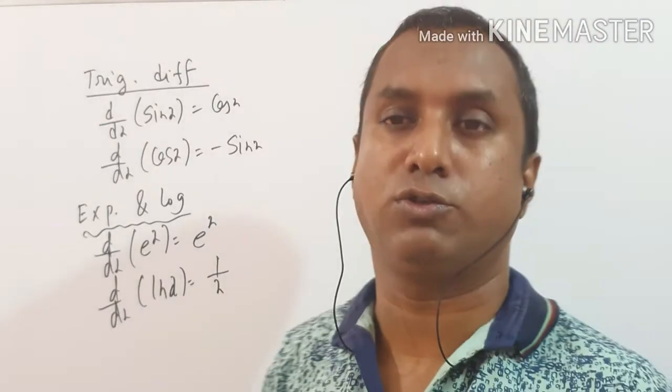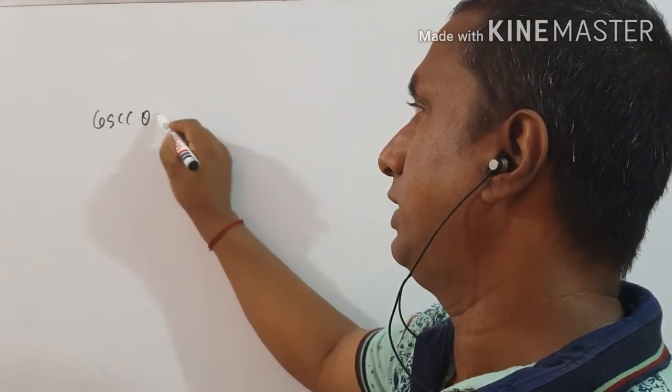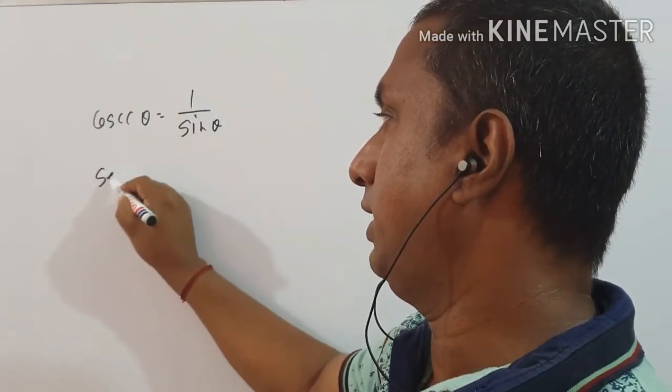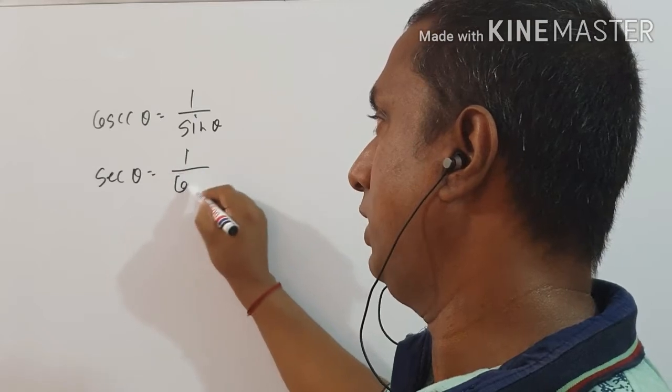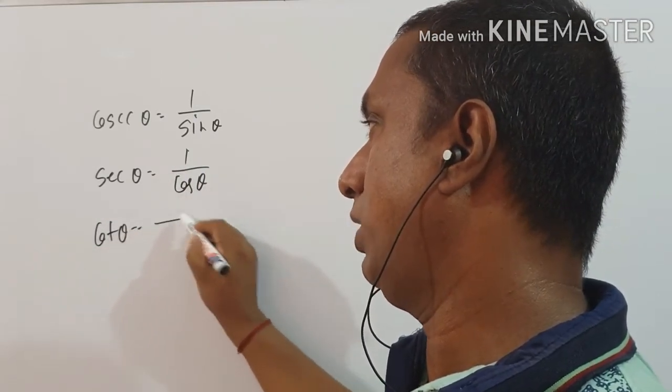Now it's quite challenging to remember, but in practice we have learned that cosec theta equals 1 by sin theta, sec theta equals 1 by cos theta, cot theta equals 1 by tan theta.